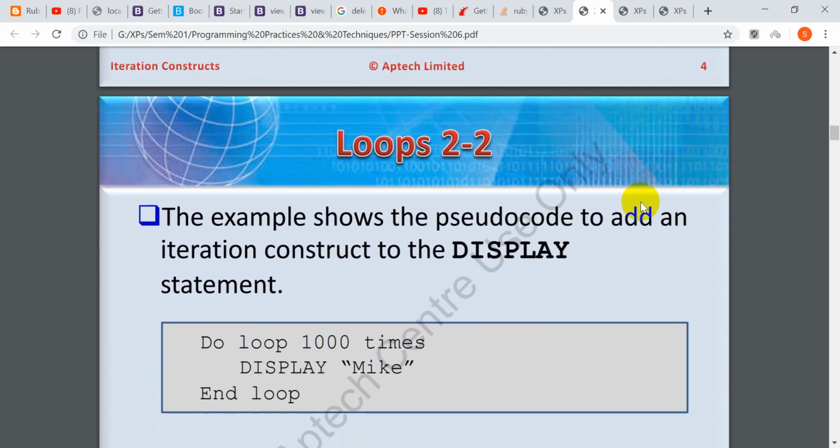The example shows the pseudocode to add an iteration construct to the display. So this iteration construct, right? This is called pseudocode. You know what pseudocode is, right?